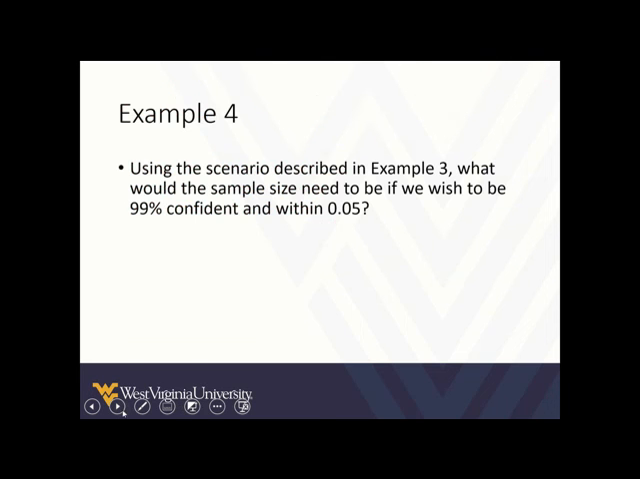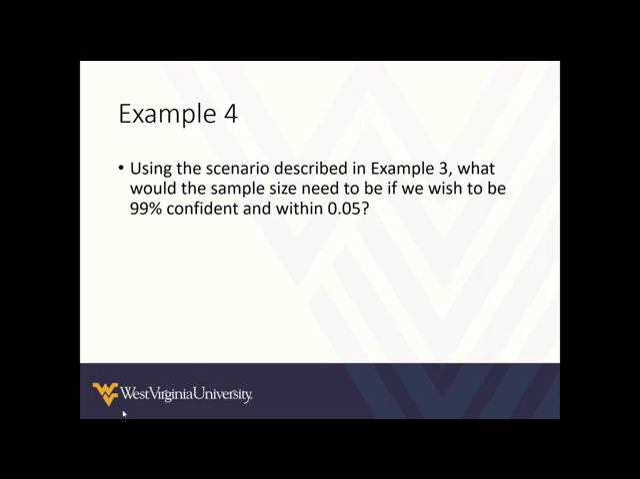All right, so this brings us to the last part of this lecture. I think there's 2 slides left. And this final example is an extension of the example we just looked at. So using the scenario described in example 3, what would the sample size need to be if we wish to be 99% confident and within 0.05?